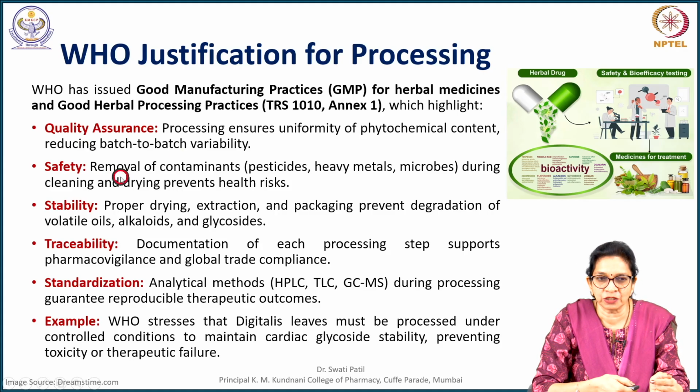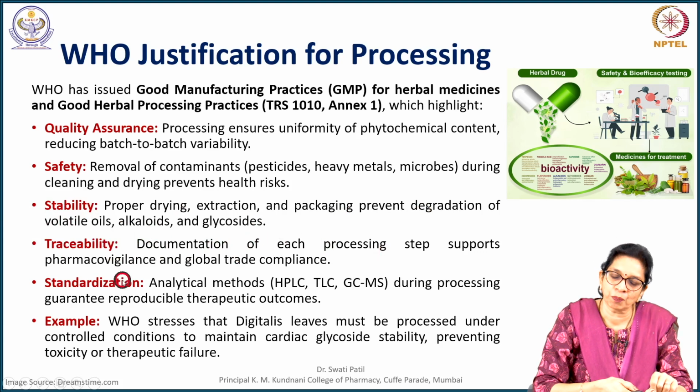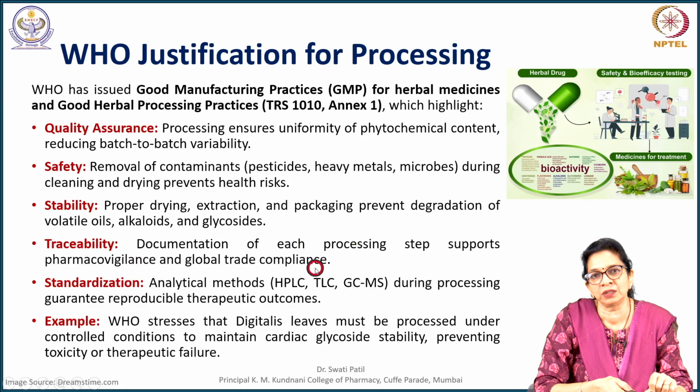So, quality assurance, the safety by removal of contaminants, pesticides, heavy metals. The stability is ensured by proper drying, extraction, packaging, which prevents degradation of all these secondary metabolites present in the herb. The traceability, where each step supports pharmacovigilance and global trade compliance. Standardization using modern day methods, which helps us detect the bioactive compounds present in the herb.